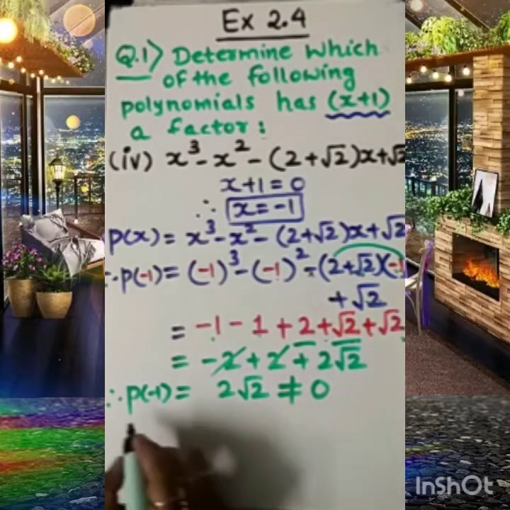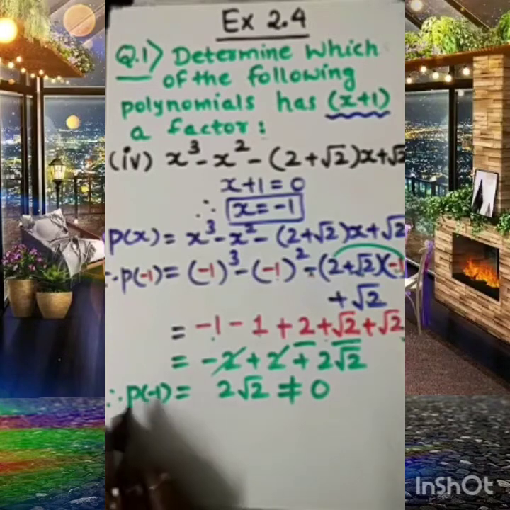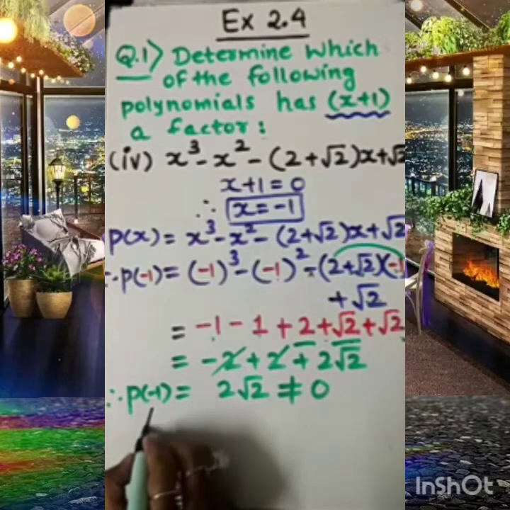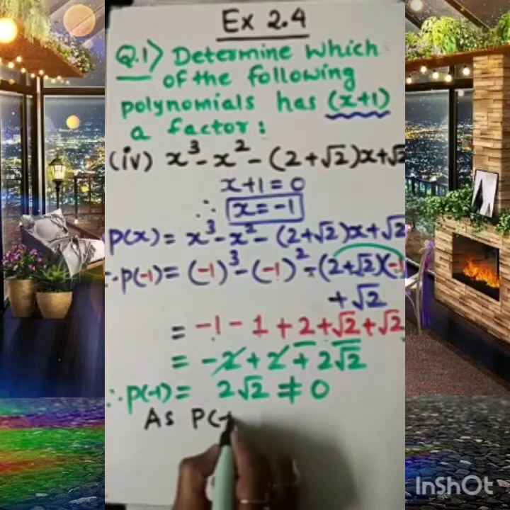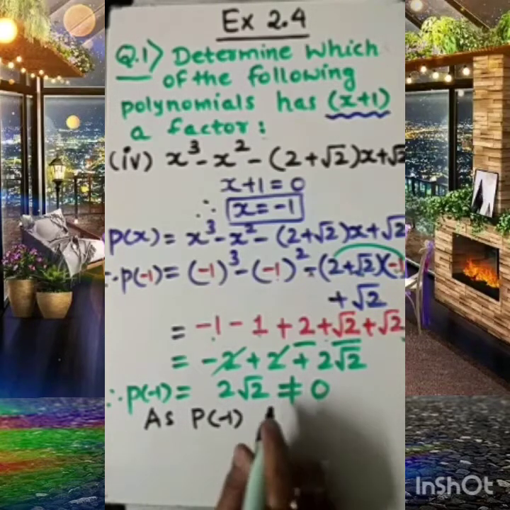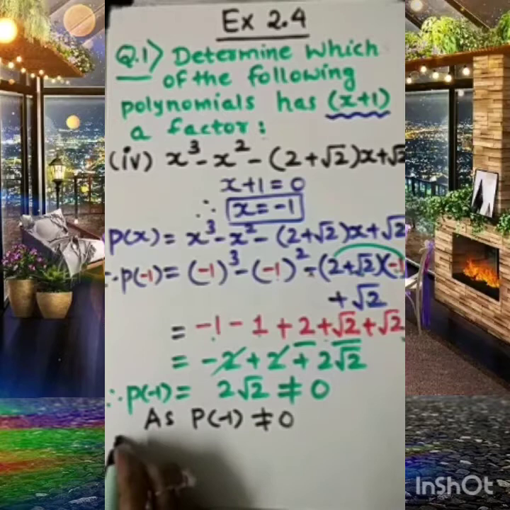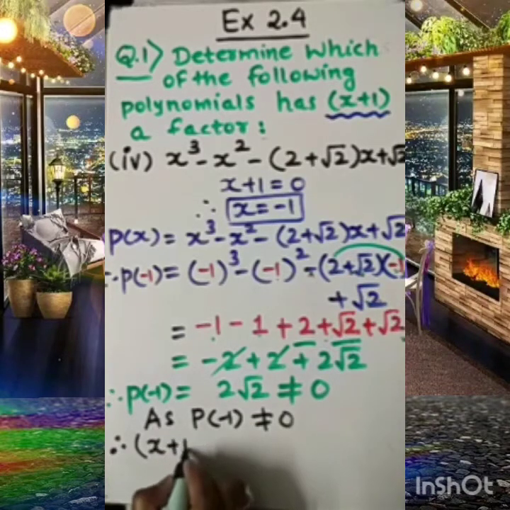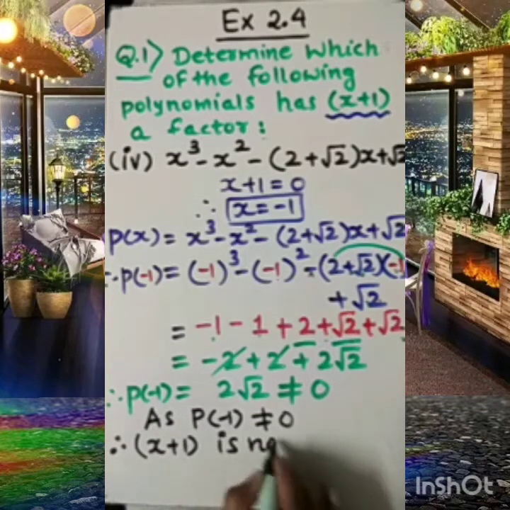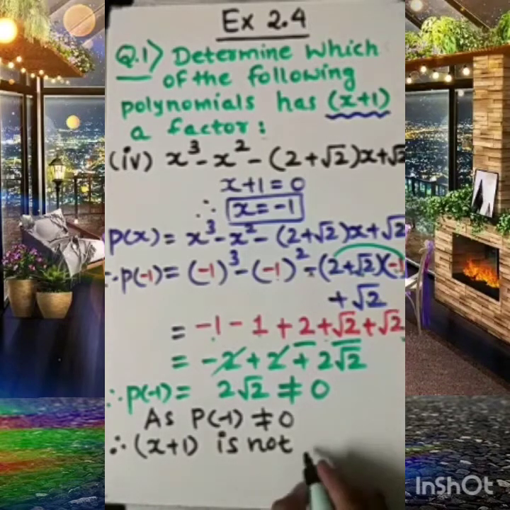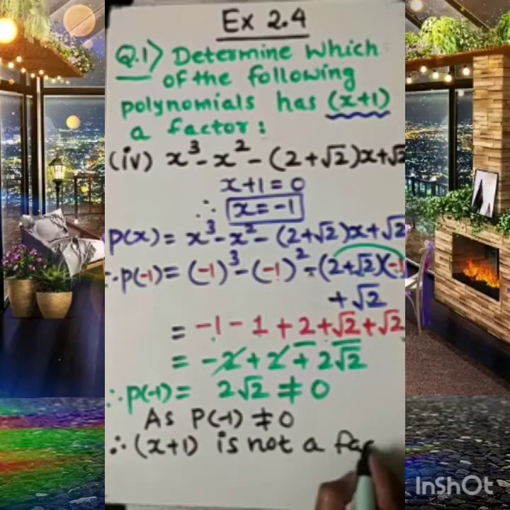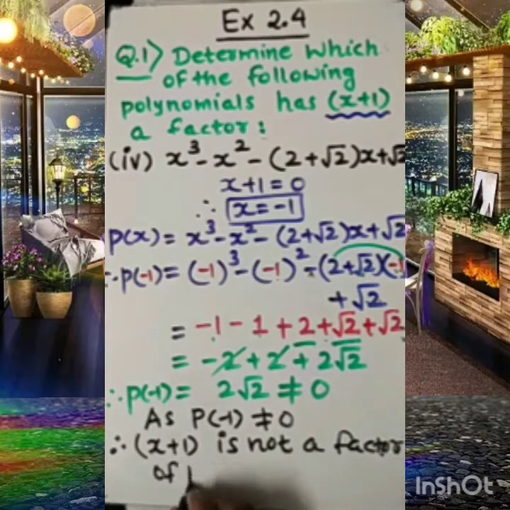What does it indicate? Therefore, we need to write here p minus 1, its value is not equal to 0. Therefore, x plus 1 is not a factor of polynomial px. This is the complete solution.